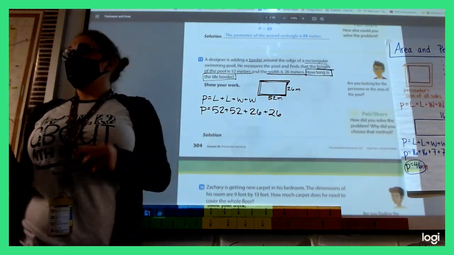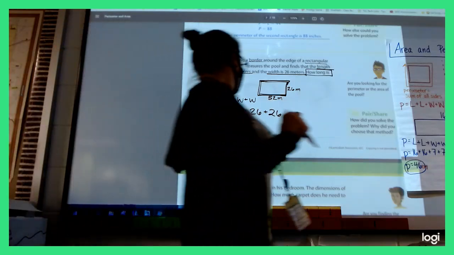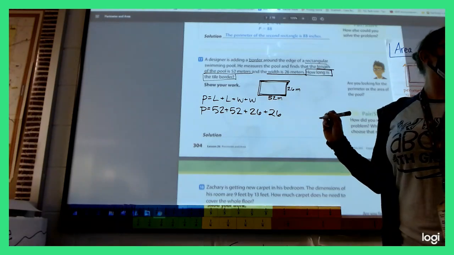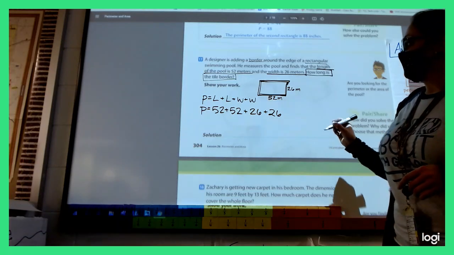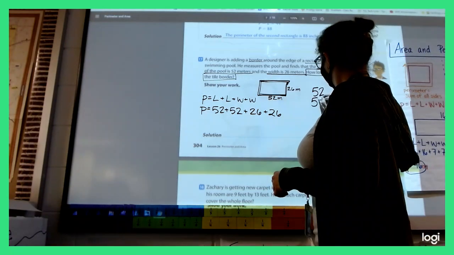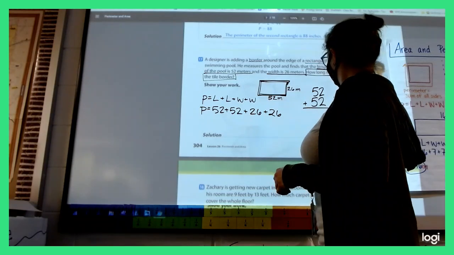Now, this part of the problem, when I've been grading some of your work, I've noticed some of you are trying to do too much mental math. If you're able to do it accurately, that's okay. But it's way better to stack them and add them and take your time than to make a mistake. So I'm going to go ahead and stack and add 52 and 52. It gets up big.